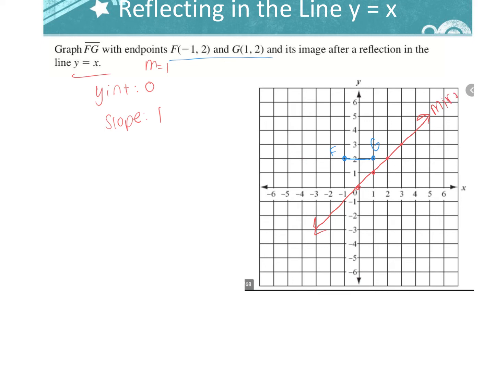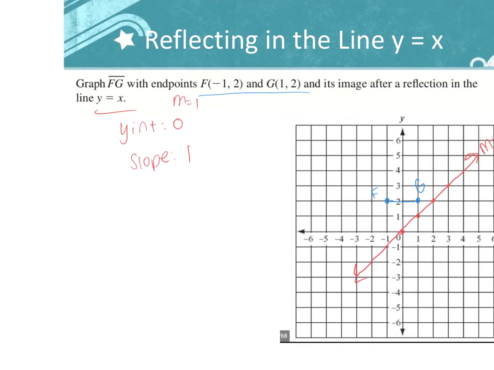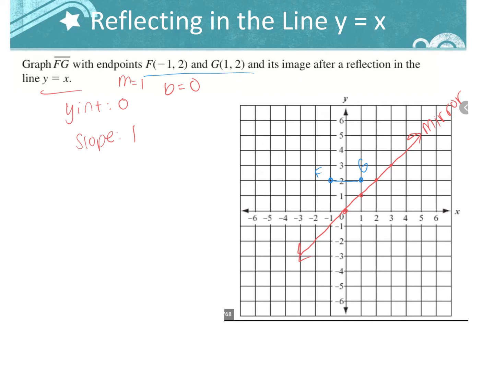This is my mirror. Y-int means y-intercept, okay? That was your b value. Your b value is 0. Okay, now before I move on, are there questions on graphing y equals x? Wait, is that it? No, we're not done. Now, it's kind of difficult because now that line is no longer vertical or horizontal. Do you guys agree? It's y equals x.